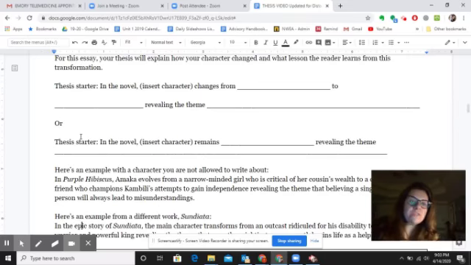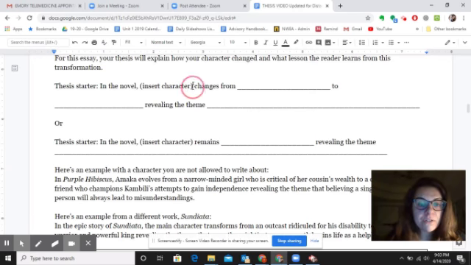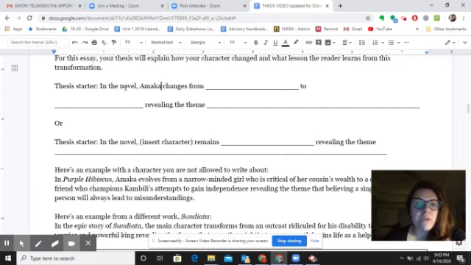So I gave you a thesis starter. What that means is a template that you can use to write your thesis. So once you have your character, just erase this insert character and put your character's name. All right, so it says in the novel. Now, the reason I didn't put the novel's name is because this sentence is going to go in my introduction, and I probably should have named Purple Hibiscus in my very first sentence in my introduction, so I don't want to keep saying Purple Hibiscus, so I'm just going to say in the novel. Amaka changes from blank to blank, revealing the theme.